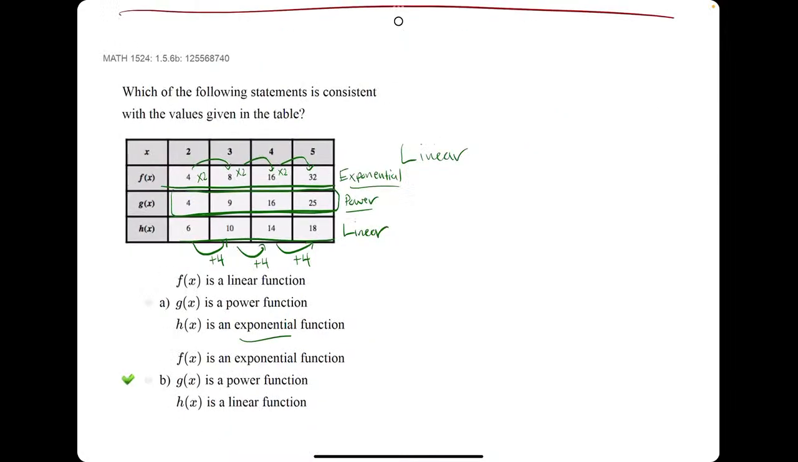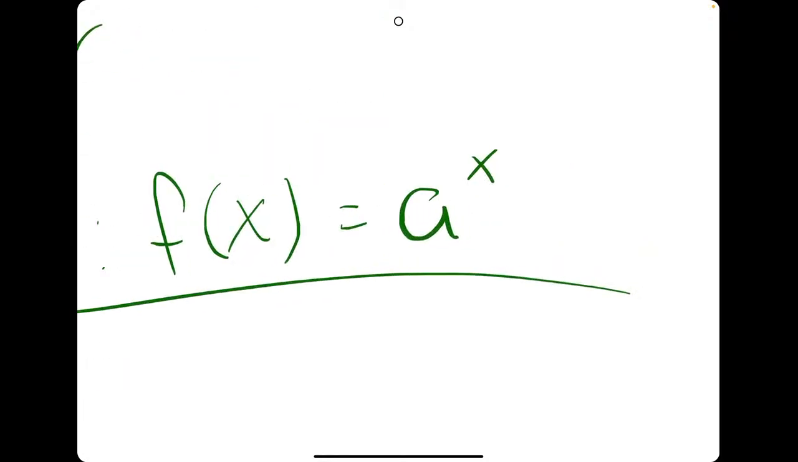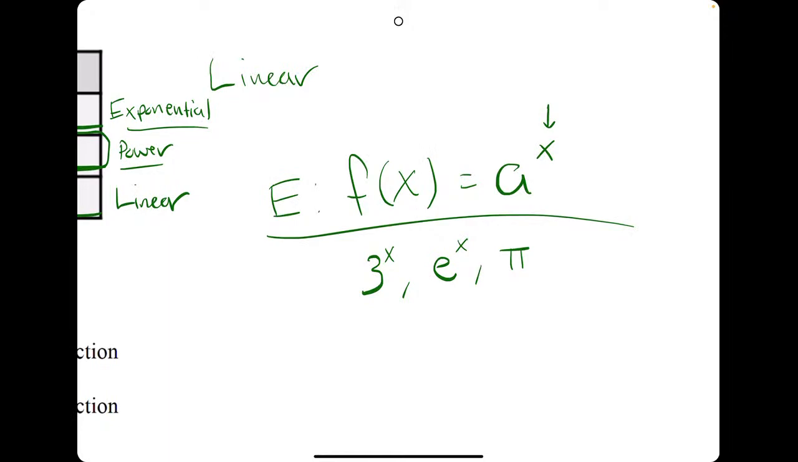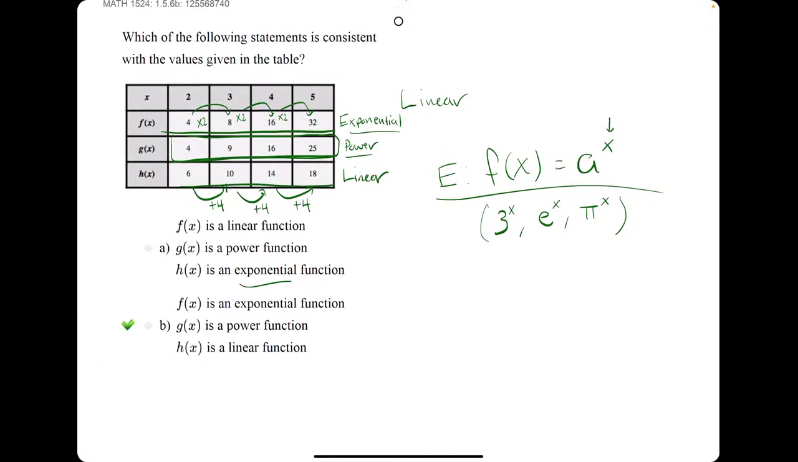By definition, what I'll do is define each of them. So the exponential function will be any function of the form a, some constant, raised to the x. Exponential means the x is in the exponent. 3 to the x, e to the x, pi, which is a constant, to the x. These are examples of exponential. X is in the exponent.